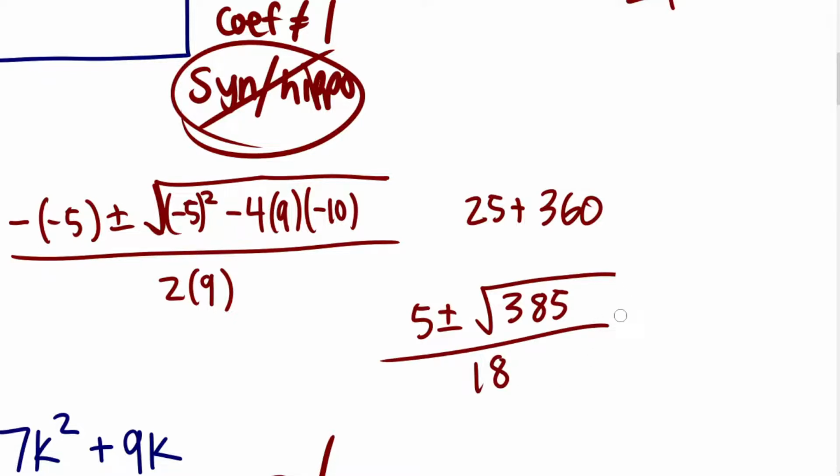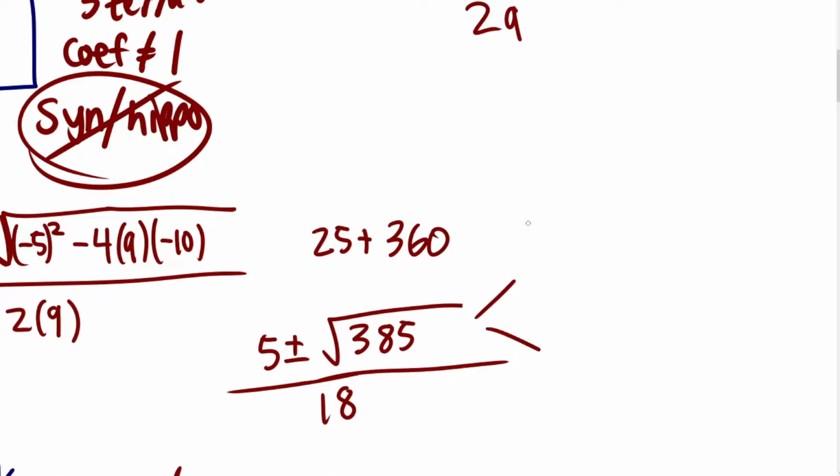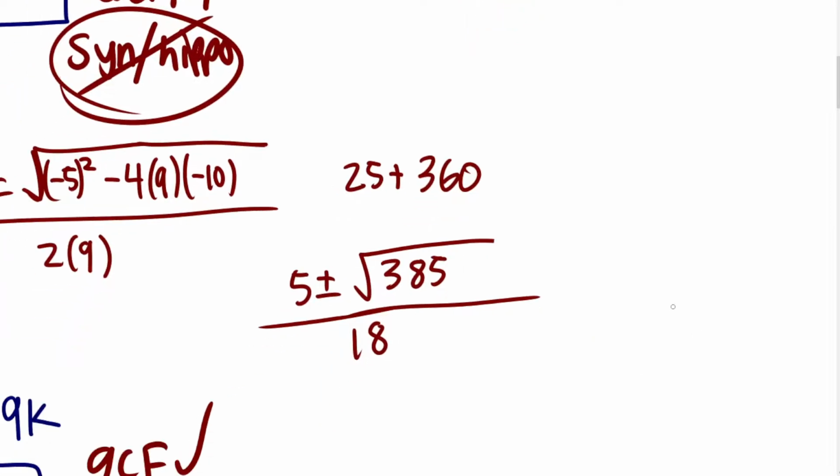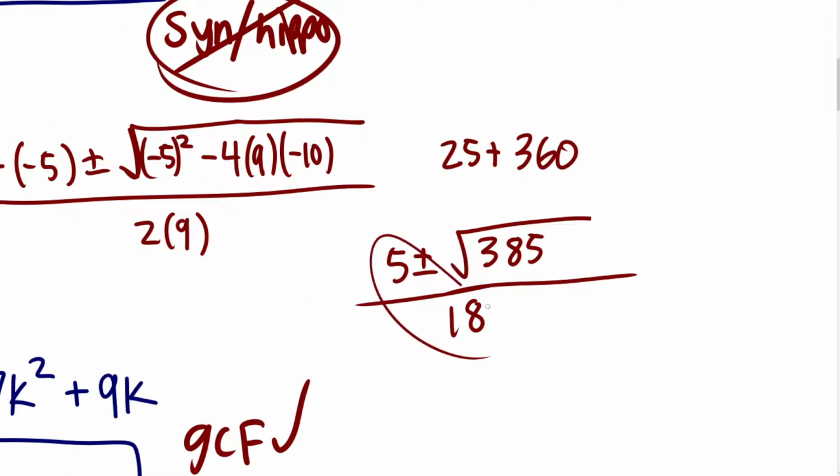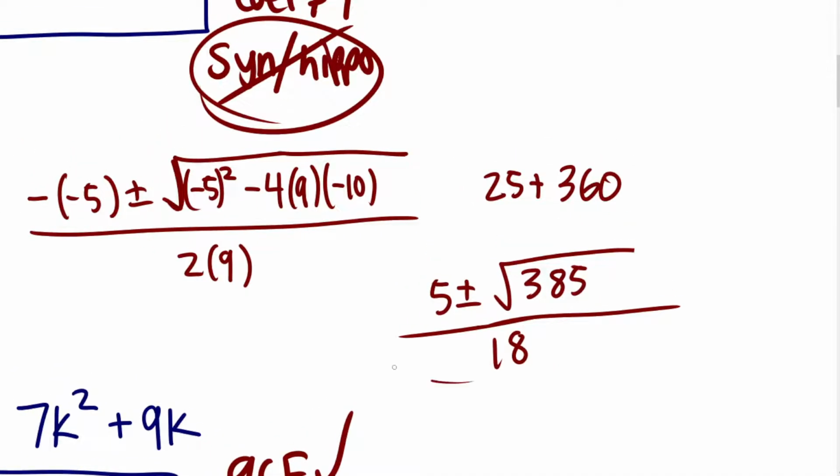Now, if you remember in previous lessons, the way that we can simplify a radical is we can split it up into factors. So we have 385. We know that's divisible by 5, and that will give us 77. That's divisible by 7 and 11, which are all prime. So we can't take anything out. So 385 has to stay in the square root. 5 is not divisible by 18. So this is going to be our answer.